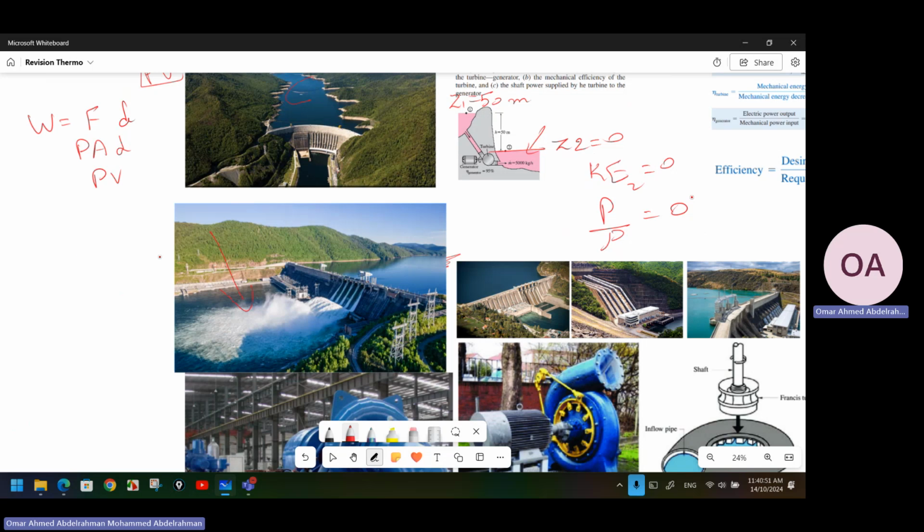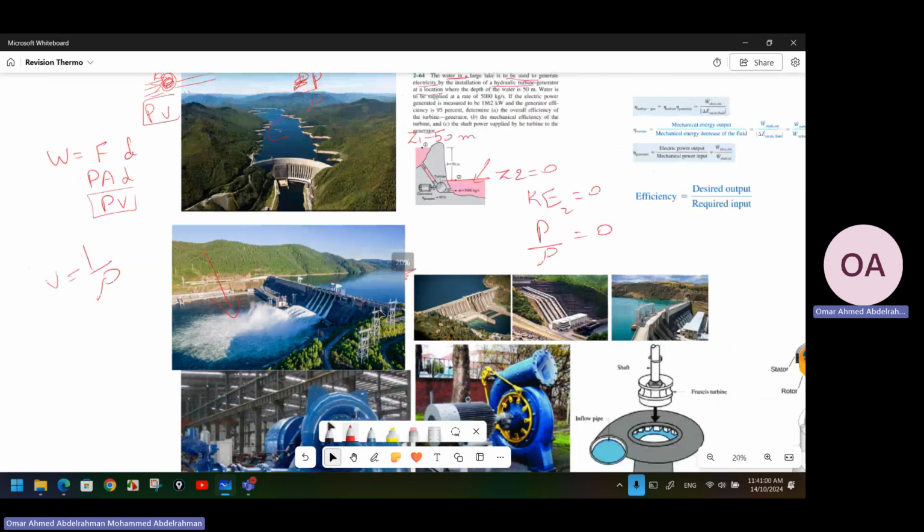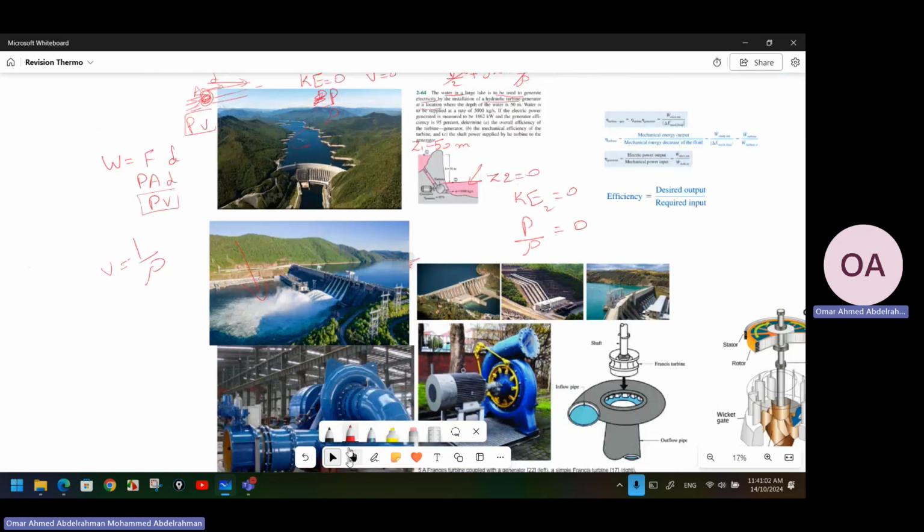The flow work 1 over rho is equal to specific volume, so it is the same, either I say Pv or pressure over density. Why am I doing all of this? Because I need to calculate the change in mechanical energy. Why do I care about the change in mechanical energy? This is related to the role of having a hydraulic turbine generator.